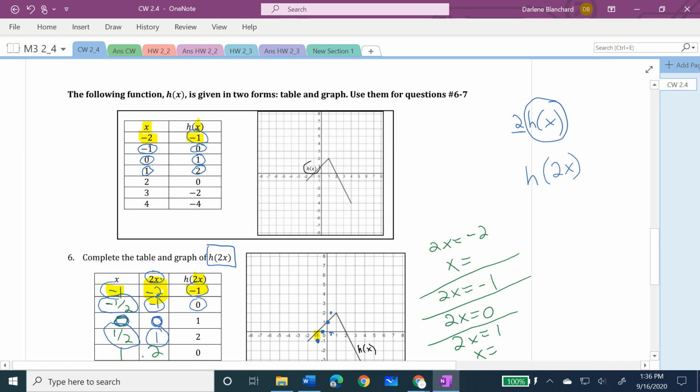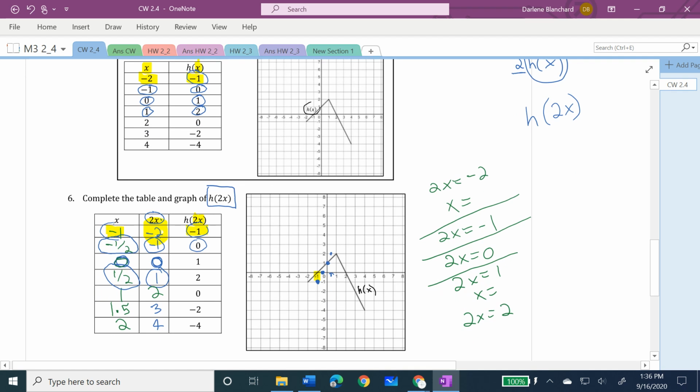And then the next point. Where am I? When x is 1, I double it and look at what h gives me when I give it 2. It gives me 0. Then I plug in 1.5. I double 1.5, and that is the number that goes into h, and h tells me -2. So I plot 1.5, -2 as a point.